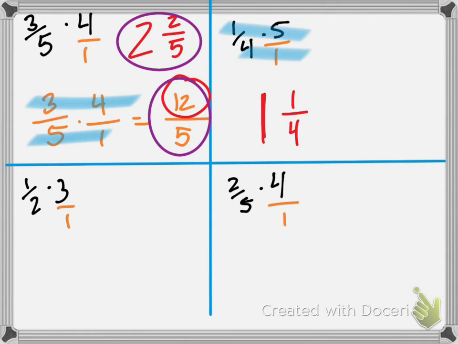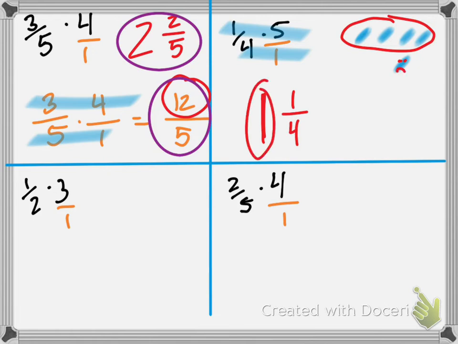And if we're having trouble understanding that again, let's make my 5 dots. I'm going to sort them into groups of 4. I have one group of 4 with one sad dot left over.